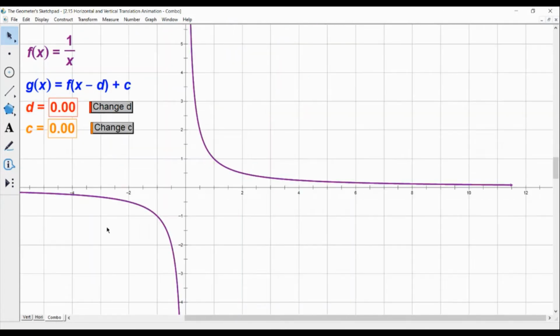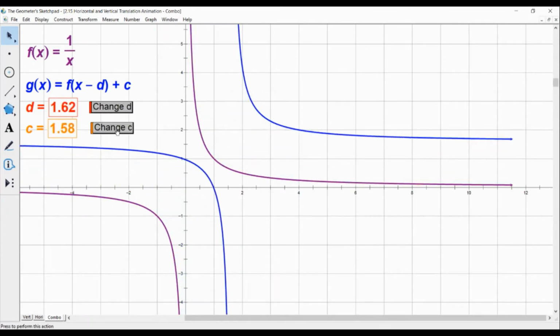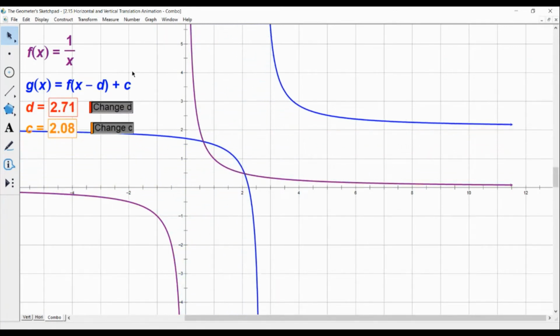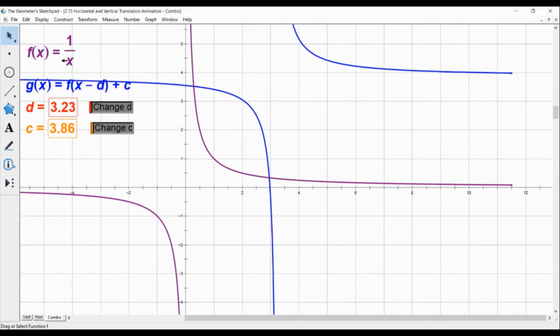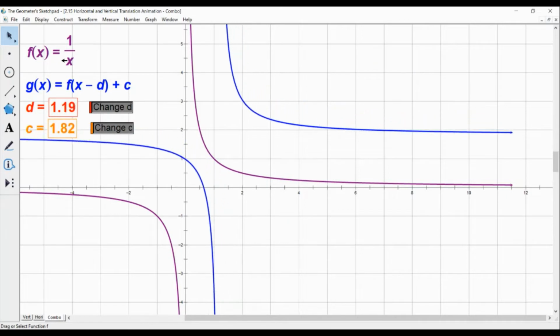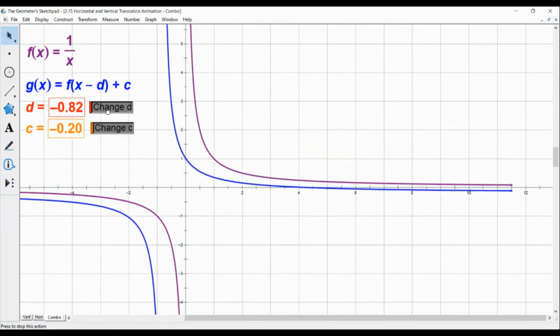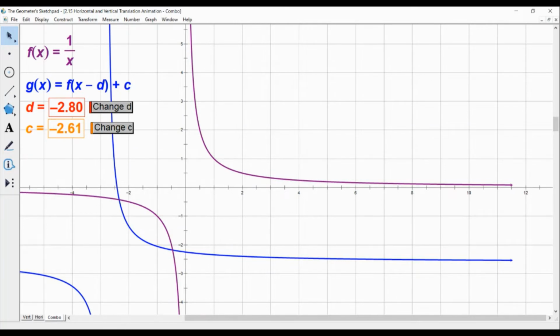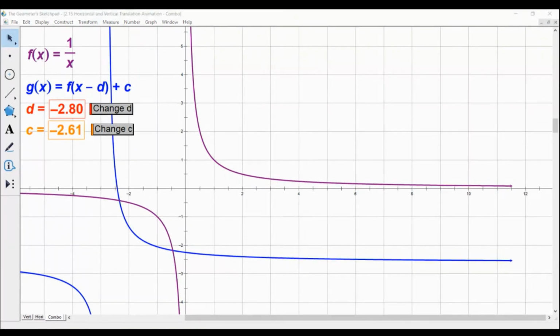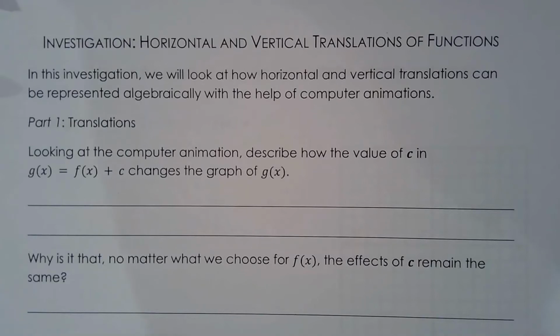Okay, and then we have a combo here. You can change d and change c. And it doesn't matter what the function is. It could be the square root function, the reciprocal function, quadratic function, linear function, and so forth. So now we know what d and c do. Hopefully the animation was helpful. So now let's try to answer these questions.